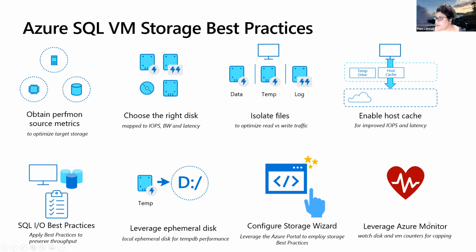And then the last is leverage Azure Monitor to look for those counters around capping. And again, don't panic. If you see your IO getting capped like once a day for a tiny amount of time, it's probably not causing you a perf issue. What you're looking for is capping that happens for a long period of time, or places where you're pegged at 100% across the board. Those are the ones that you want to worry about. A little bit of capping once in a while is normal. Okay, but Azure Monitor will help you figure out where you're at on that spectrum.